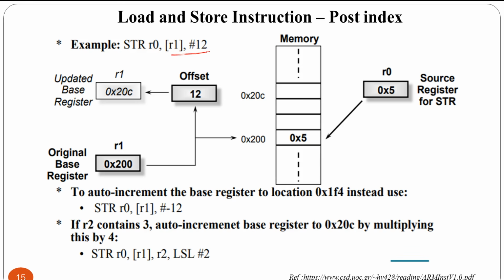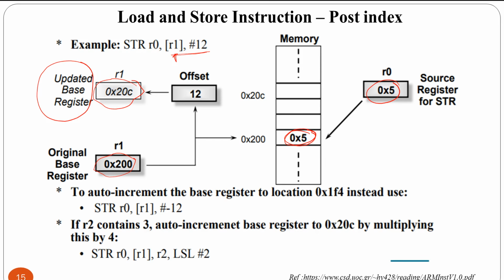So how will this instruction be executed? In the R0 register we have 0x5. Now this 0x5 we have to store to the location which is pointed to by the R1 register. R1 is nothing but 0x200. So we are storing this particular 0x5 at the 0x200 location, and after this we are updating the base register by 12. If we add 12 to 0x200, then we get the 0x20c address, the updated base register address. So this is post indexing. After putting data inside this location, we are updating the base register.